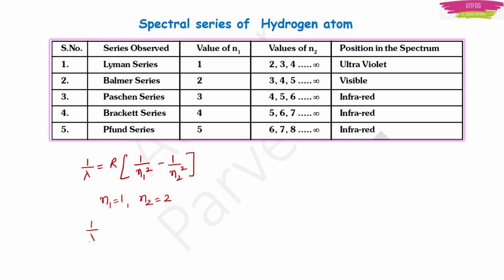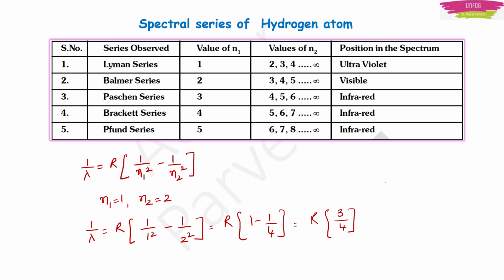So 1 upon lambda will become R into 1 upon 1 square minus 1 upon 2 square. So this will be equal to R into 1 minus 1 upon 4, or R into 4 minus 1 by 4. It will become 3 by 4. So on the left hand side we have 1 by lambda, right? In the right hand side, we have 3R by 4. So my wavelength will become 4 by 3R.